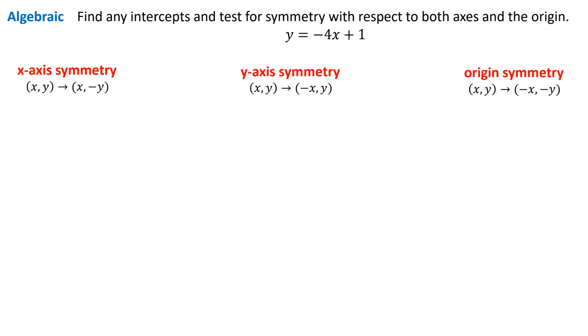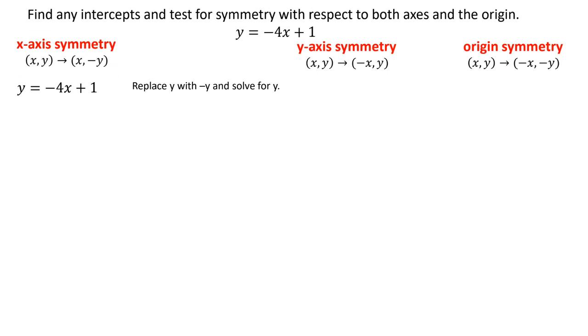This says that if I change the sign of y and I still get the same answer, this will have x-axis symmetry. If I change the sign of x in the equation and I still get the same answer, then I have y-axis symmetry. And if I change both of the signs of x and y and I still get the same answer, then I have origin symmetry. So let me go ahead and do examples of what we mean by this.